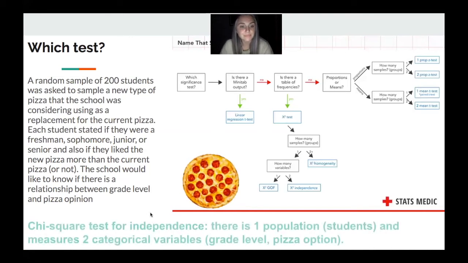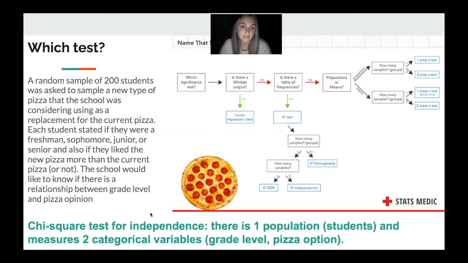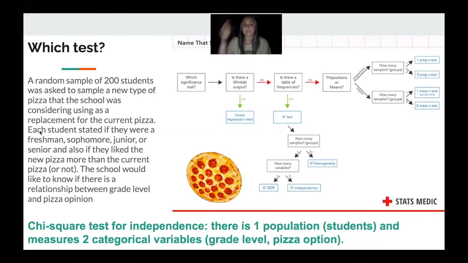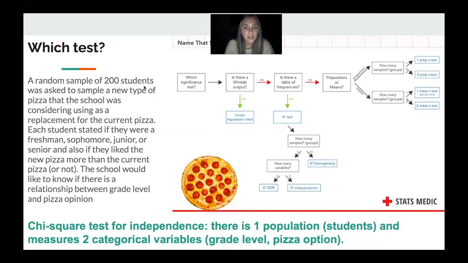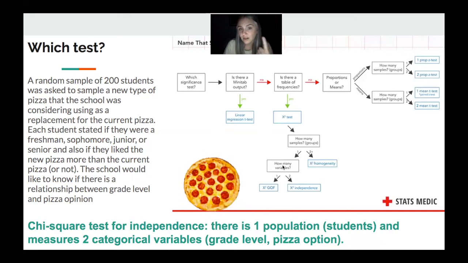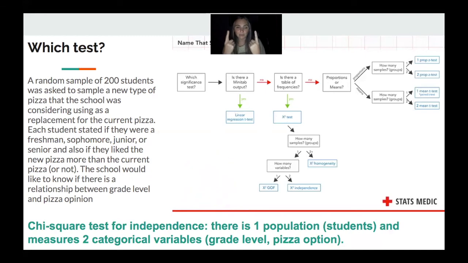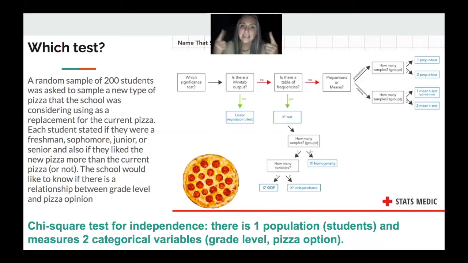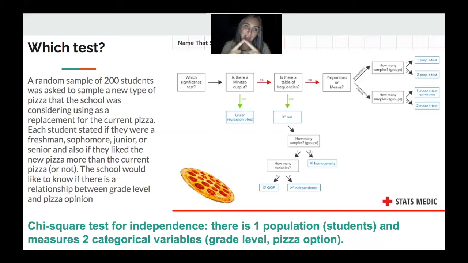Welcome back. I hope you said independence. So in this case, how many people did we sample? Well, we sampled students. See, it didn't say we took a sample of freshmen, took a sample of sophomores, took a sample of juniors, took a sample of seniors, right? It said sampled students. Then from there, it said we asked the students two questions: grade level, pizza type. And we want to know, are they related? Anytime we're checking for association between two things, that's independence.